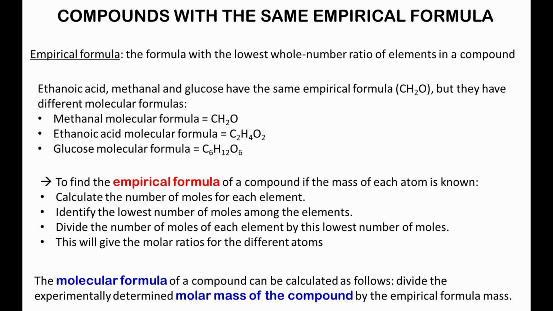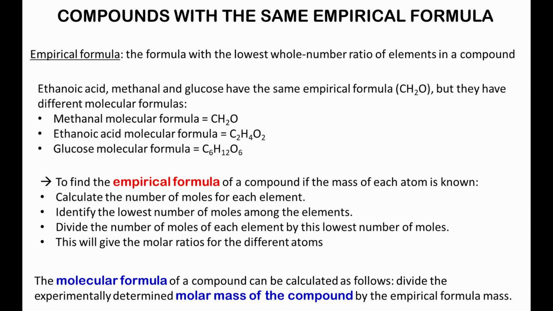An empirical formula is a way of expressing the composition of a chemical compound. Compare methanol, ethanoic acid and glucose. They have the same empirical formula, CH2O, but different molecular formulas. An example will be used to illustrate how to determine the empirical formula of a compound, if the percent composition of the compound or the mass of each atom is known.